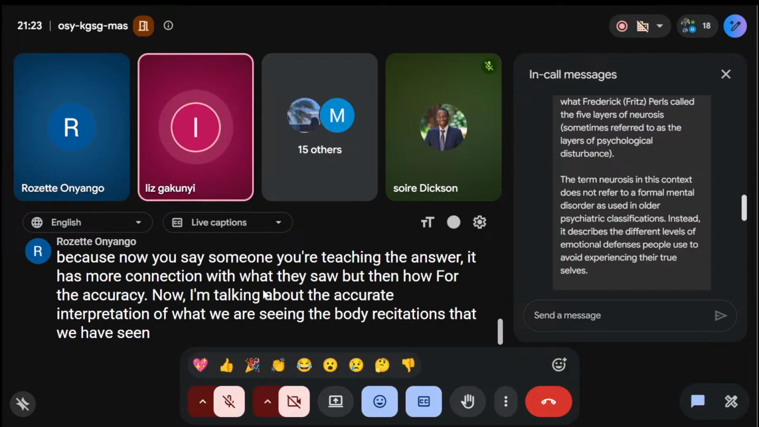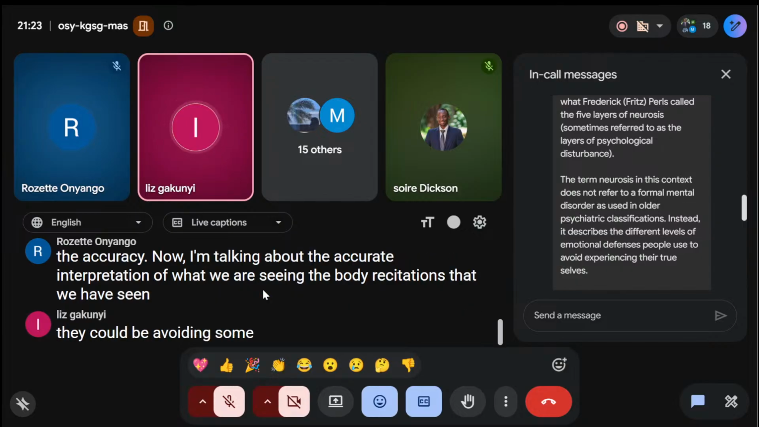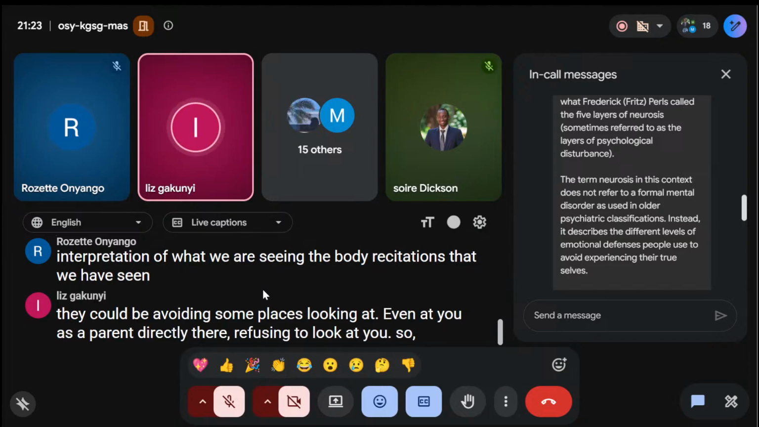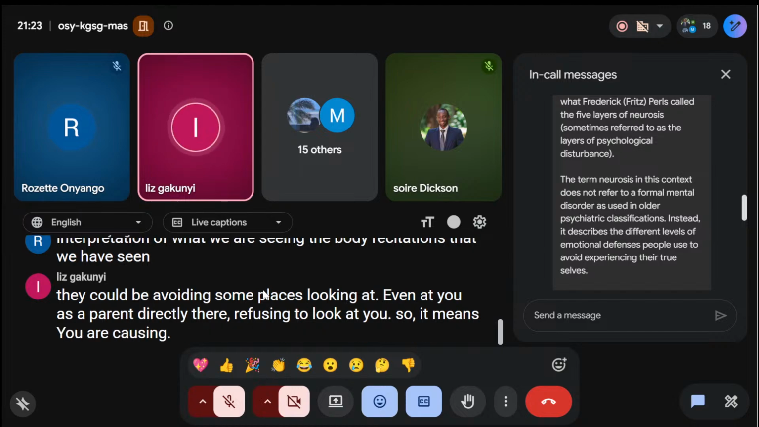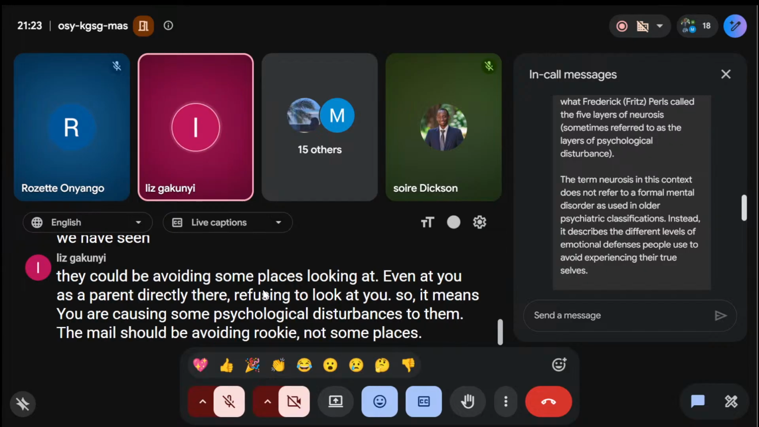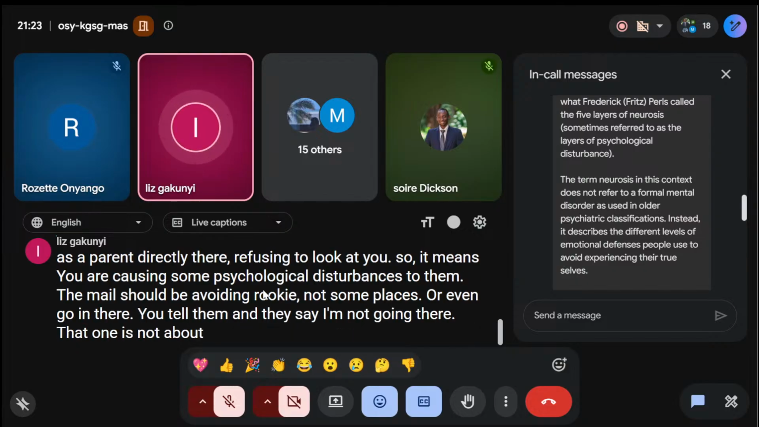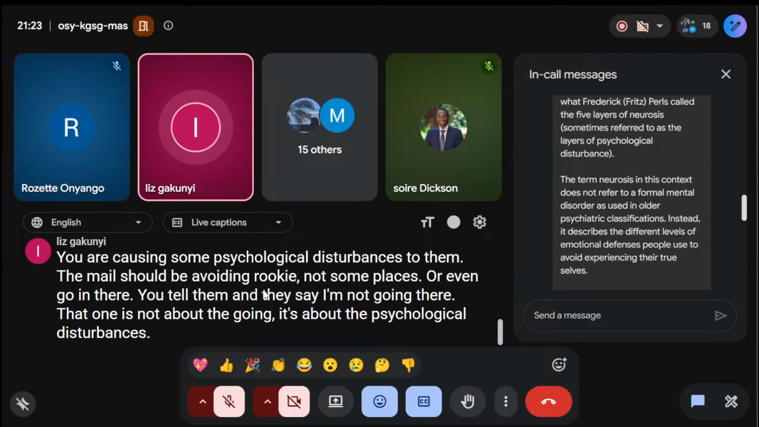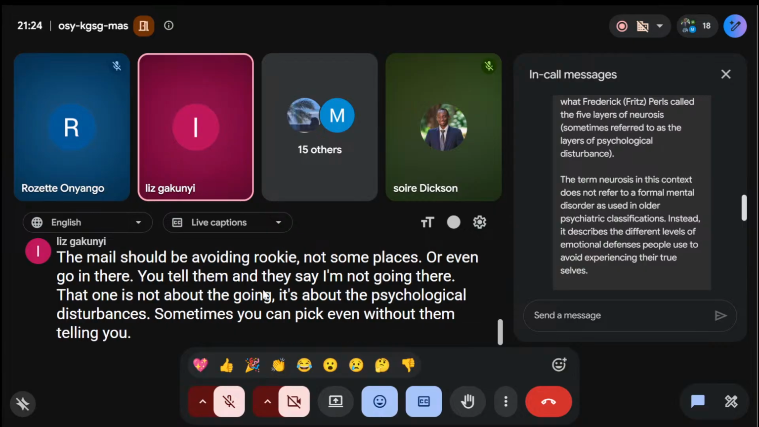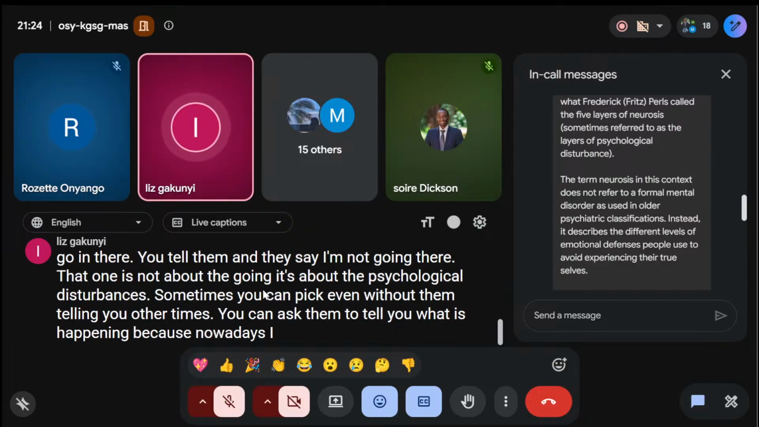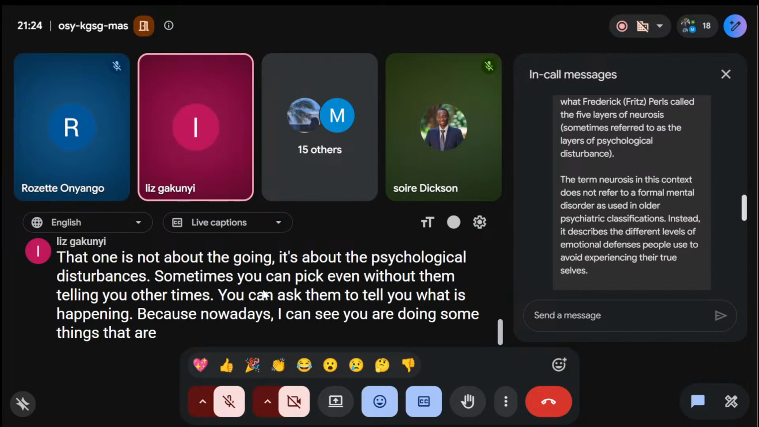For example, I can give an example. When they are using their eyes, they could be avoiding some places, or looking at you as a parent directly. They are refusing to look at you. So it means you are causing some psychological disturbances to them. They may also be avoiding looking at some places or even going there. You tell them and they say, I'm not going there. That one is not about the going, it's about the psychological disturbances. Sometimes you can pick it up even without them telling you. Other times, you can ask them to tell you what is happening, because nowadays I can see you are doing some things that are funny.